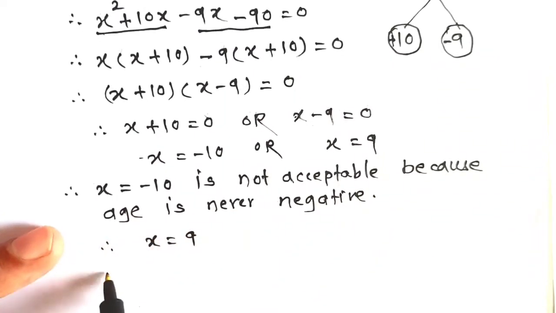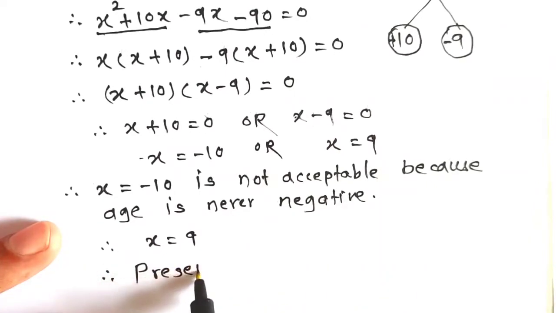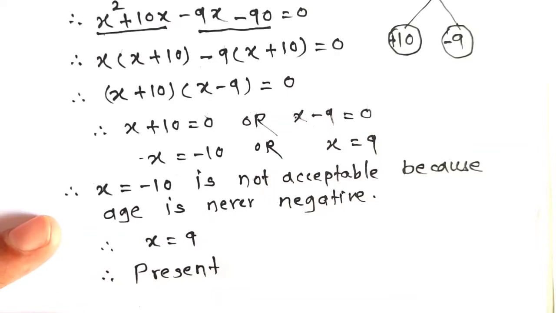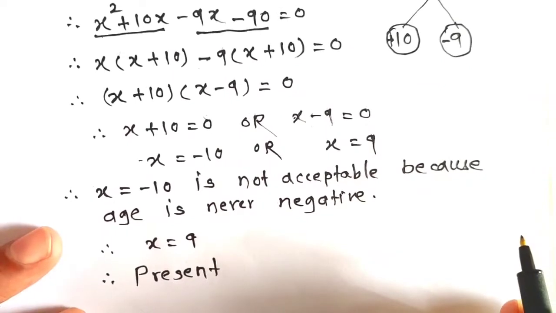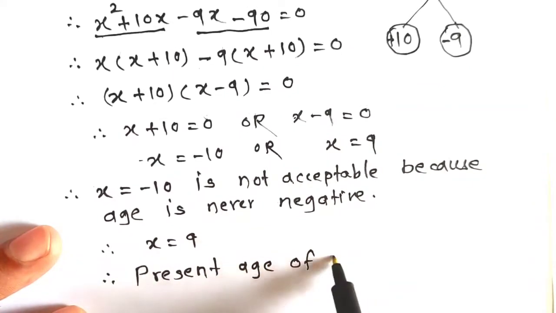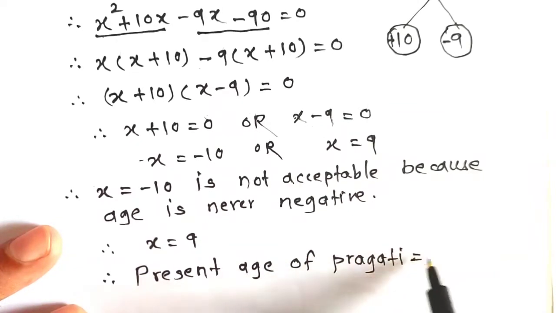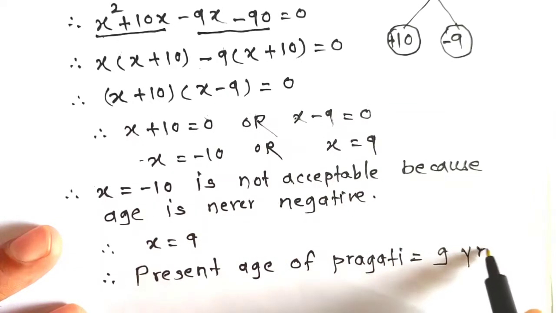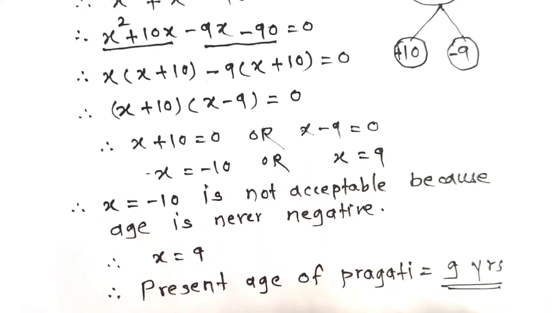But what is x? The present age. Therefore, whenever a statement sum is there, our final answer should be in the form of a statement. So here the present age of Pragati is equal to how many years? 9 years. So in this way we can solve that statement sum.